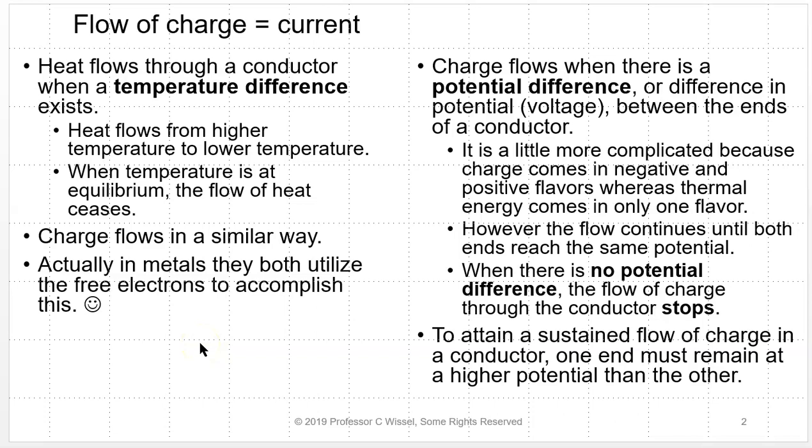Charge flows when there is a potential difference, that is voltage, between the ends of a conductor. It's a little bit more complicated because charge comes in negative and positive flavors, whereas thermal energy only comes in one flavor. However, the flow continues until both ends reach the same potential. When there is no potential difference, the flow of charge through the conductor stops. To attain a sustained flow of charge in a conductor, one end must remain at a higher potential than the other.